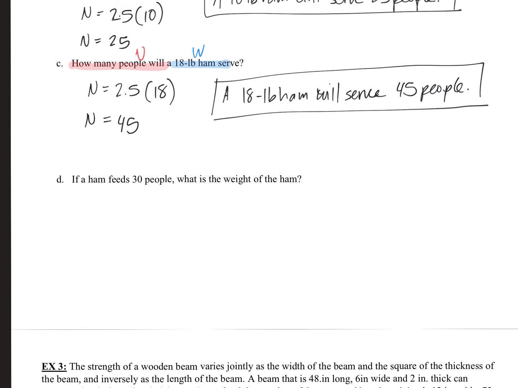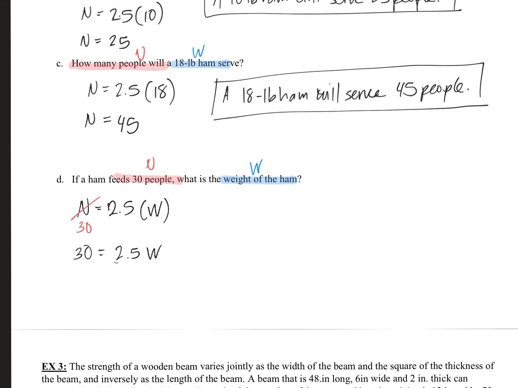Last question. If a ham feeds 30 people, what is the weight? Ooh, so this time we're given the opposite. We're told how many people it feeds, and this time we're asked to find the weight. So we're told n, and then we're asked to find w. So in an equation, n equals 2.5 times w. This time we're replacing n with 30. So we have 30 equals 2.5 times w.